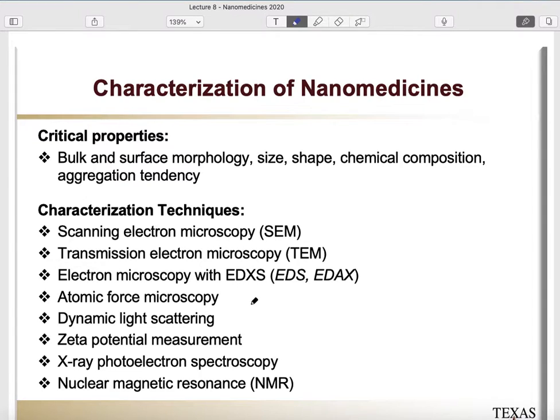In terms of atomic force microscopy, AFM can not only find the size and shape, but can also provide us with some mechanical properties such as the elastic modulus or particle adhesion and deformation. So that's something that is added information that is important.